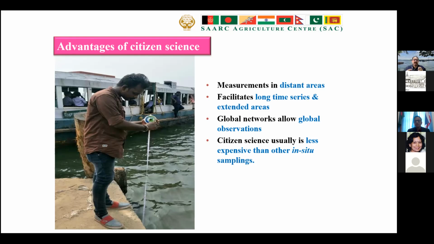So a scientist or an academician in Bangladesh, if we access the global network to do this type of activity, is getting a global database. So it is comparatively less expensive than in situ sampling. For example, when a scientist goes to a site, all the travel and other costs have to be paid. This is a voluntary service.